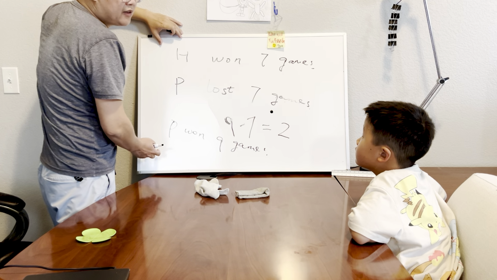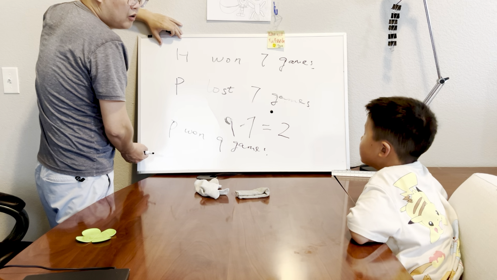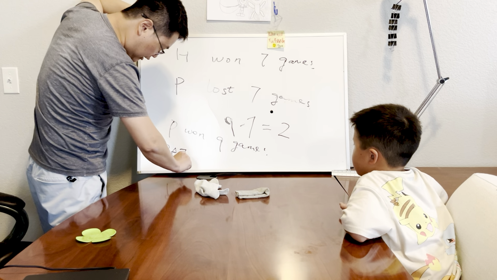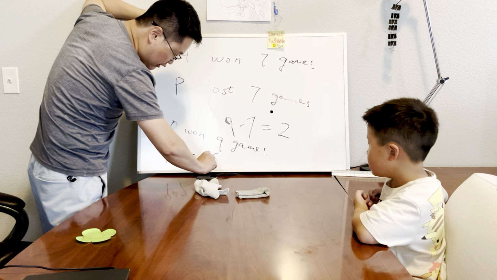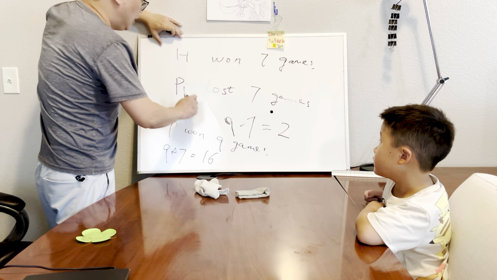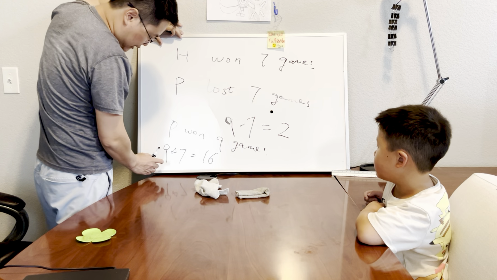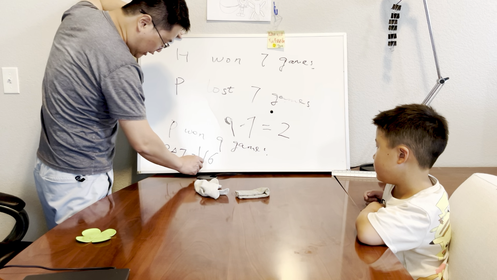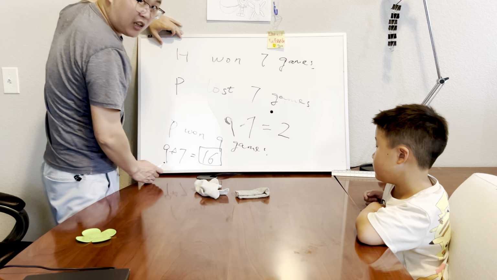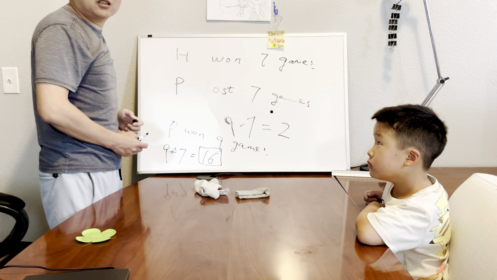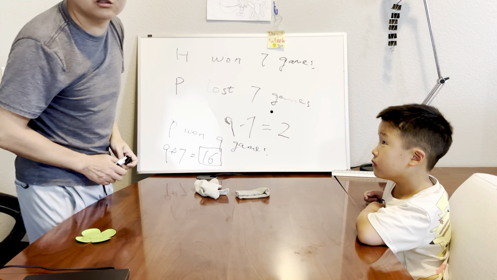So how many games have they played in total? 9 plus 7 equals 16. So they played 16 games in total. Out of those 16 games, H won 7, and then P won 9. That's it, 16 games is the answer. Did you get the answer correct? And can you explain it to a 3rd grade student?